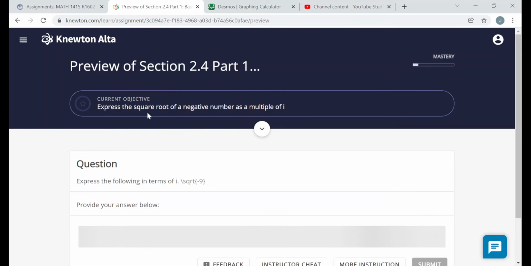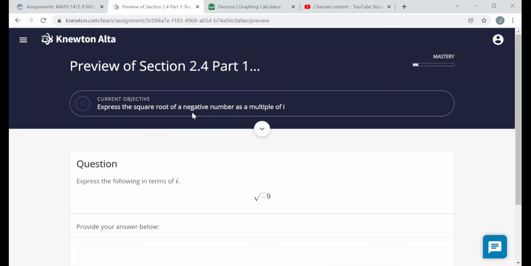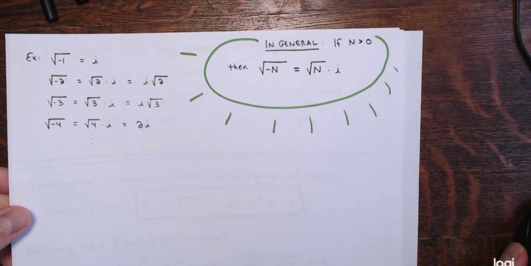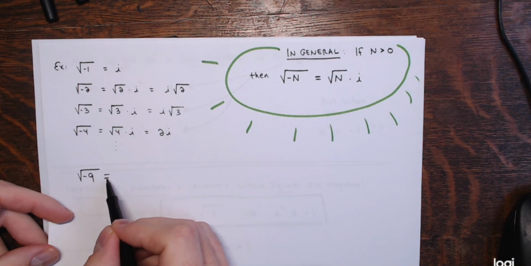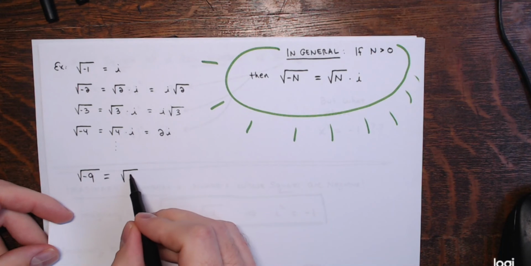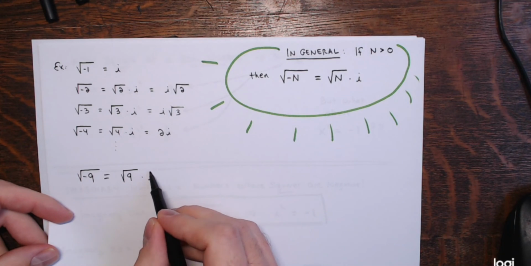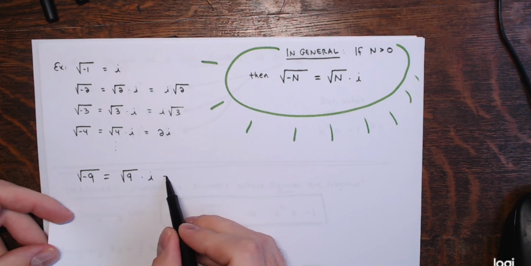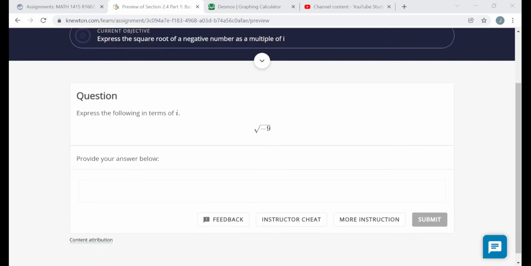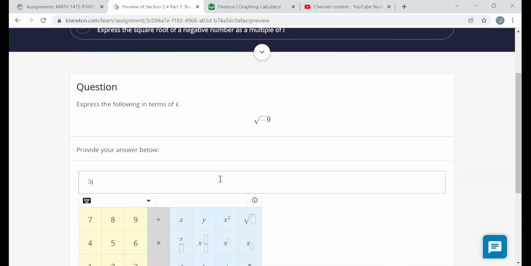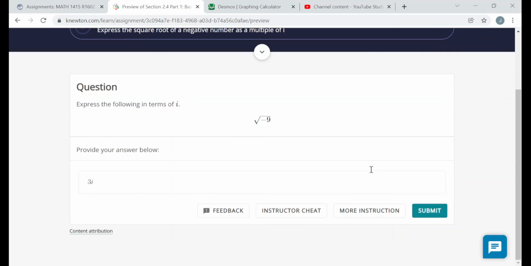Now, like I mentioned earlier, expressing the square root of a negative number is a multiple of I. How do I write the square root of -9 in terms of I? So going back to my paper, square root of -9. I'm going to rewrite as the square root of 9, a real number, times this I. And the principal square root of 9 was 3. So I'm just going to be rewriting this as 3 times I. So down here, 3I. Very, very simple. Submit.